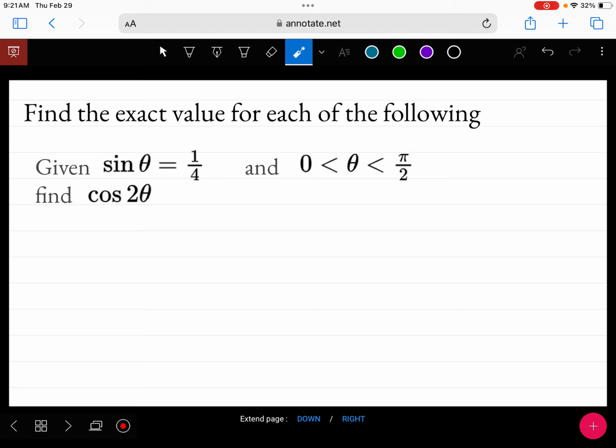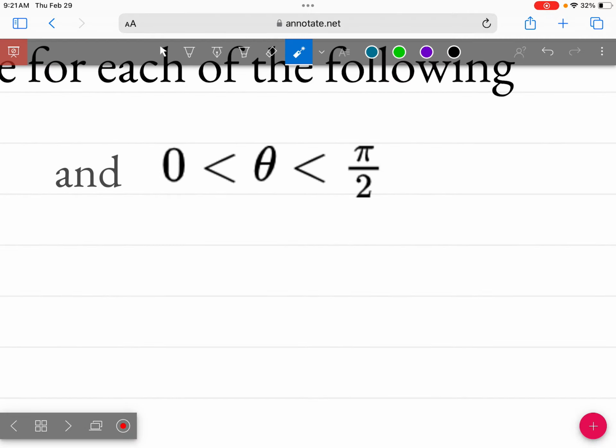So we're given sine of theta is 1/4, and that 0 is less than theta, which is less than pi over 2. And we're asked to find cosine of 2 theta. So I tend to start here. What quadrant are we in? Quadrant 1, which means my sines and my cosines, everybody's positive. We love that. Nobody's negative. Huzzah.